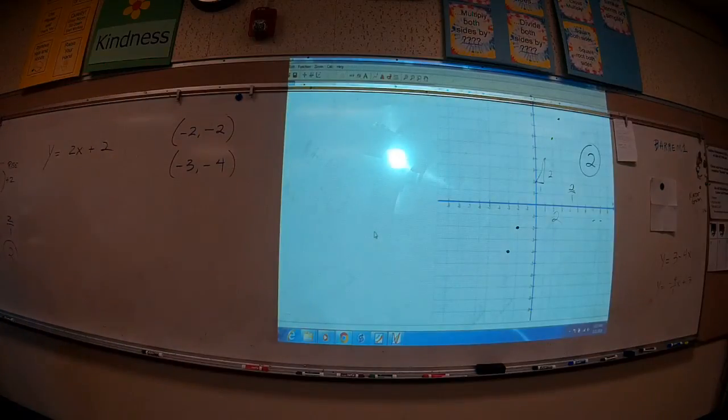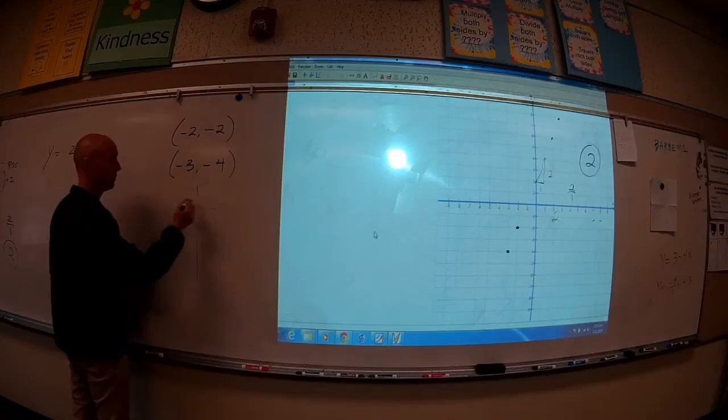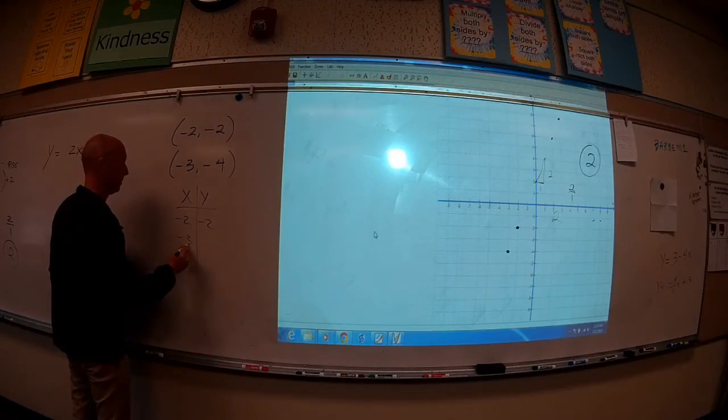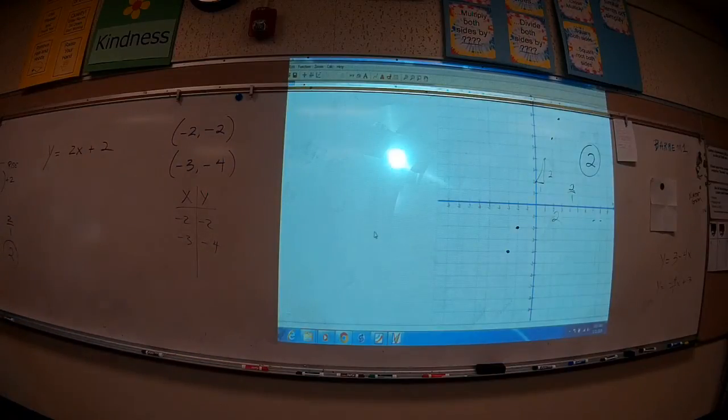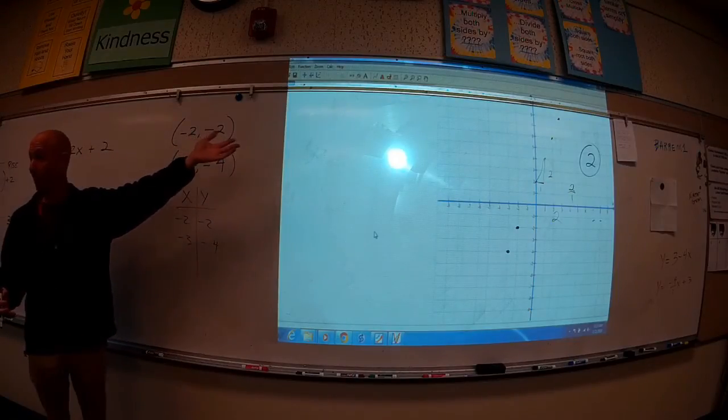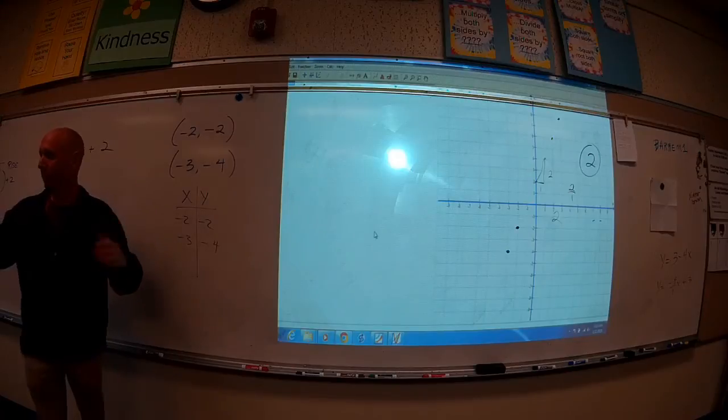Are you guys happy with this? How about this? We take these 2 points. Okay. It's just a table. It's a table written as 2 points. If you can do the table, you can do the 2 points, correct? Yes. Now let's do the 2 points.